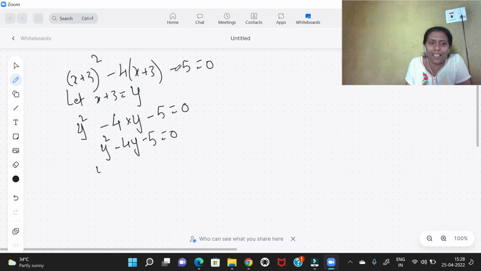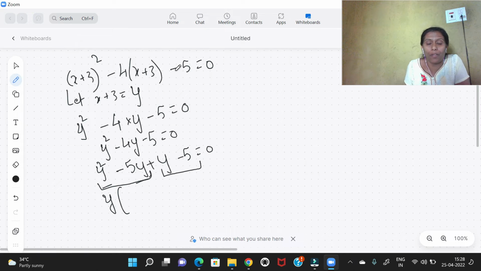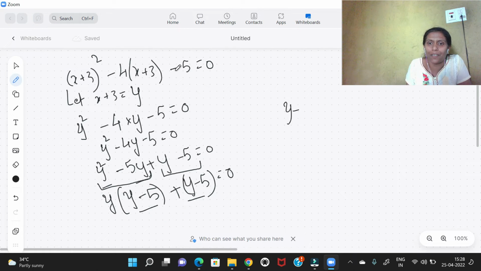Next, y² − 4y − 5. Find out its factors. They are y² − 5y + y − 5 = 0, in which y is common. Now we are making groups here. Out of y², y is common, take out y and keep that there. Next, plus y − 5 = 0. Therefore, out of these two, what is common? y − 5 is common. Take it out from the brackets.